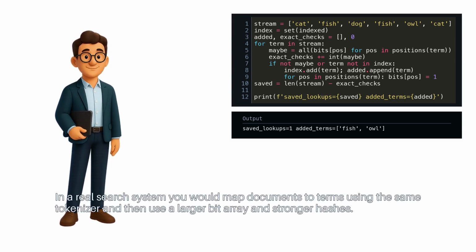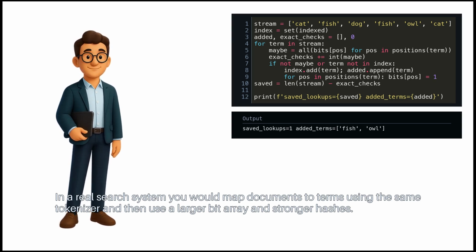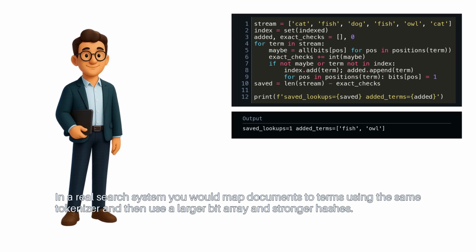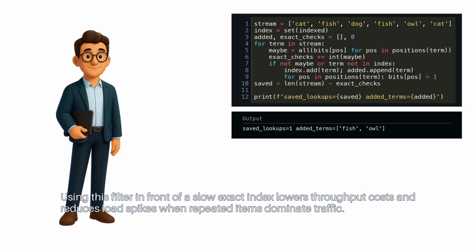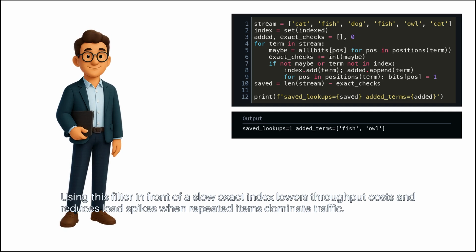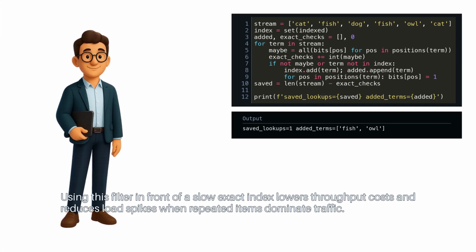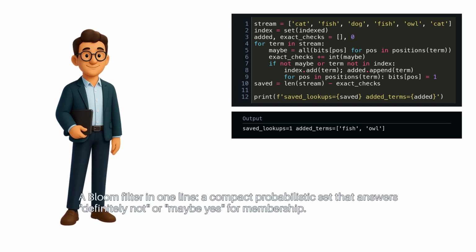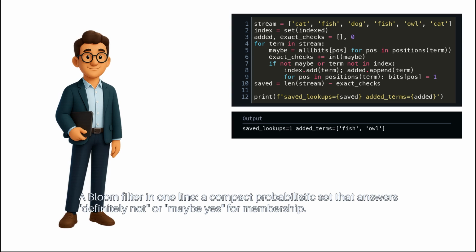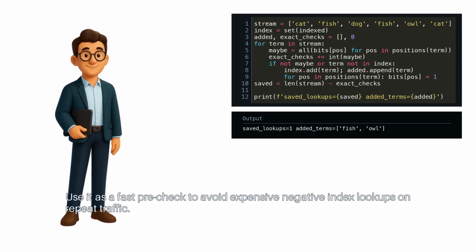In a real search system, you would map documents to terms using the same tokenizer and then use a larger bit array and stronger hashes. Using this filter in front of a slow exact index lowers throughput costs and reduces load spikes when repeated items dominate traffic. A Bloom filter in one line: a compact probabilistic set that answers definitely not or maybe yes for membership. Use it as a fast pre-check to avoid expensive negative index lookups on repeat traffic.